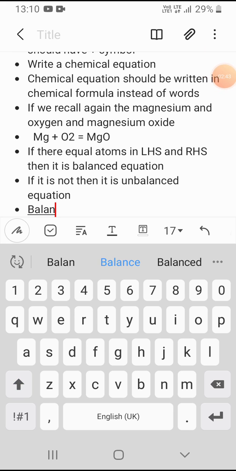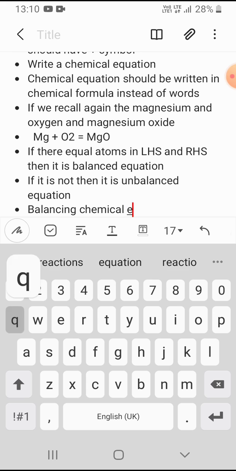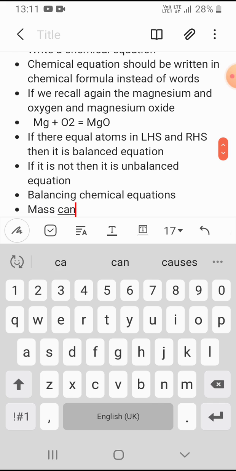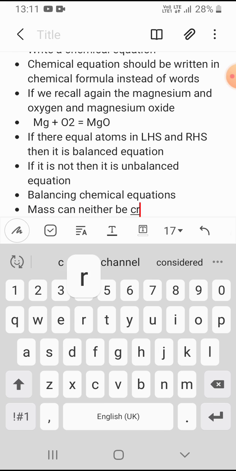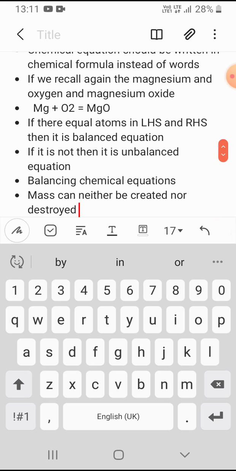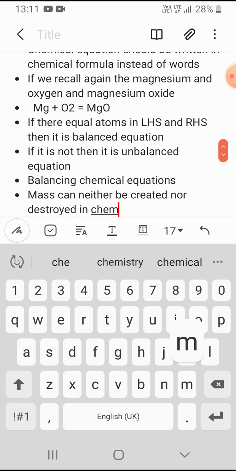So, balancing a chemical equation. Recall what you have studied in ninth: the law of conservation of mass, as you learnt in your lower classes. It says that mass can neither be created nor destroyed in a chemical equation.